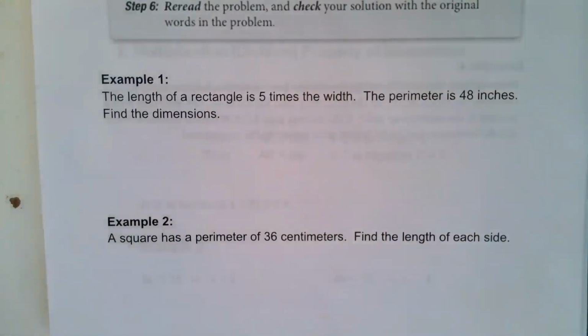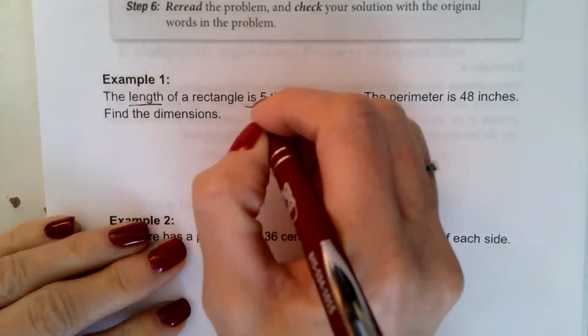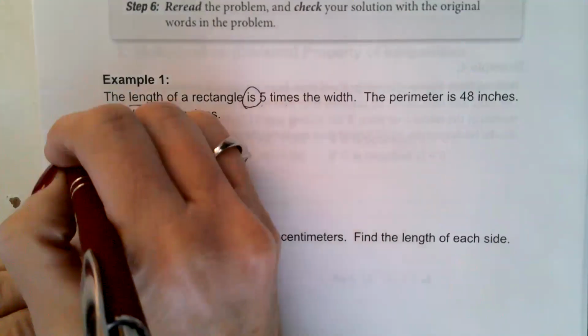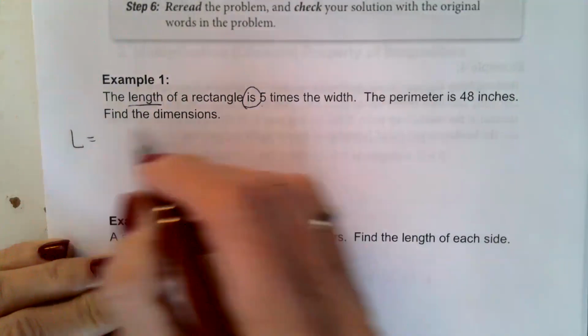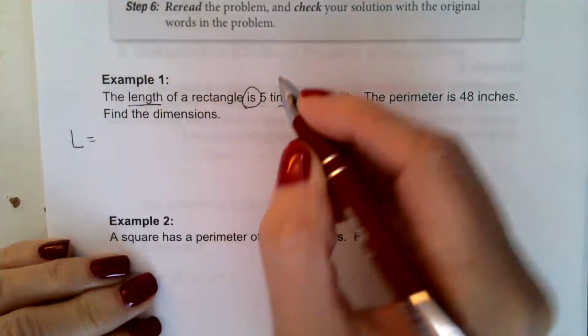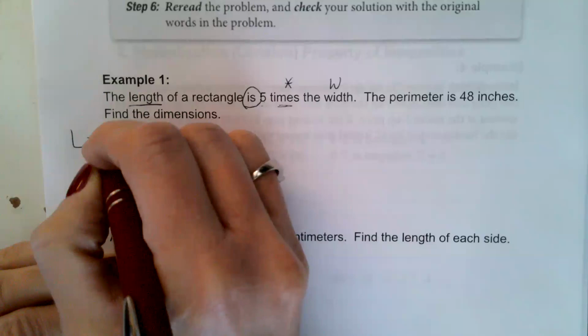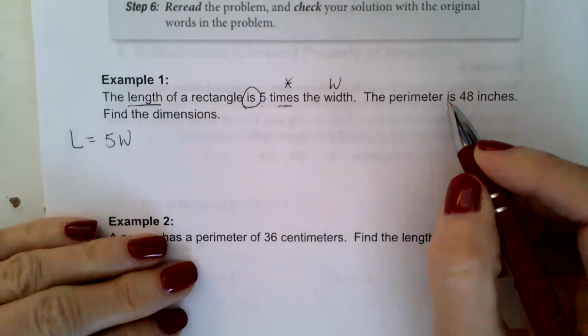It says the length of a rectangle is 5 times the width. The perimeter is 48 inches. Find the dimensions. So the length is 5 times the width. So I'm going to let L equal the length. "Is" is usually represented with an equal sign. 5 times, that tells us that they're multiplying, times width being W. So 5 times the width. Then it tells us the perimeter is 48 inches.